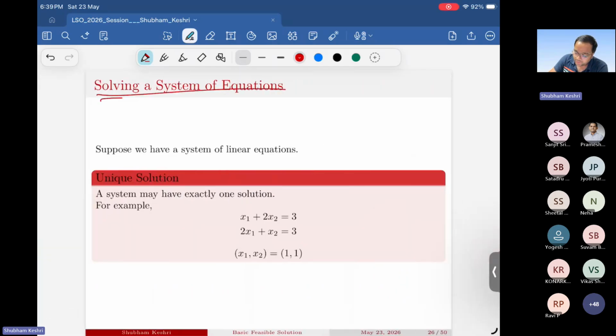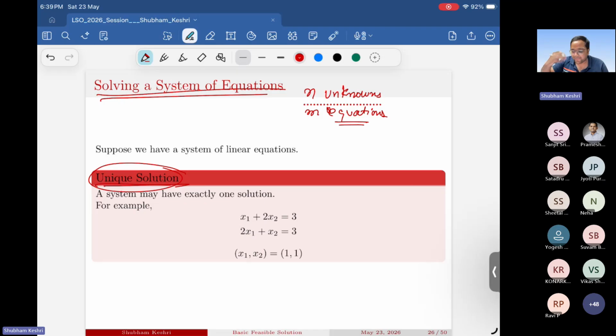Now we will see solving of systems of equations. Suppose you have n unknowns and m equations. This system can have three cases. The first case is a unique solution. This happens when you solve the equations and you have exactly one solution.